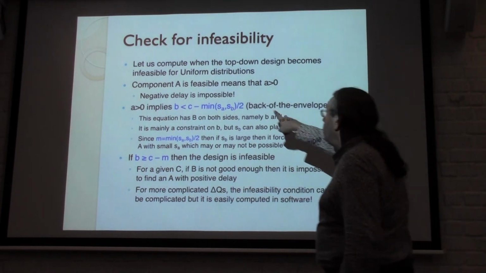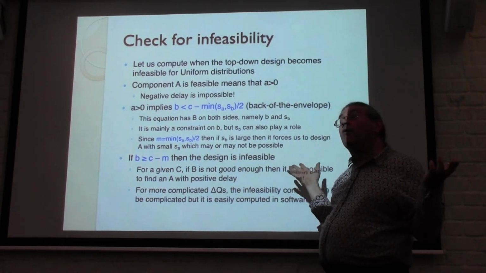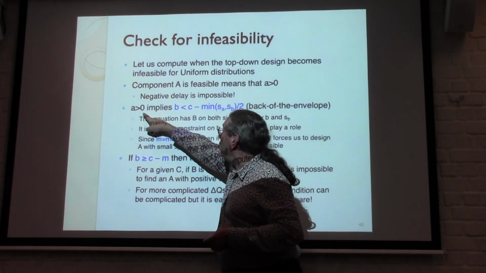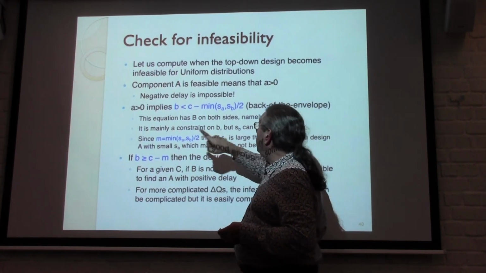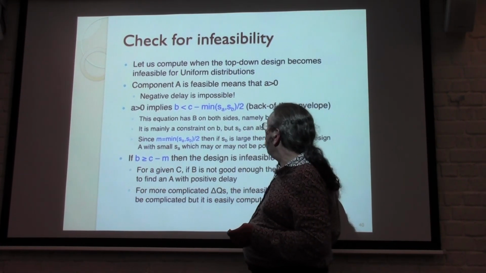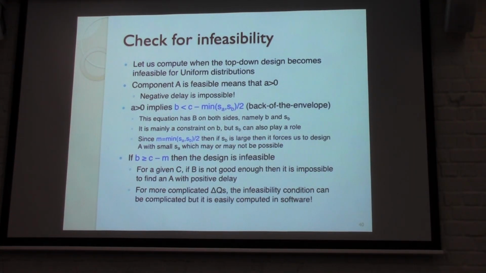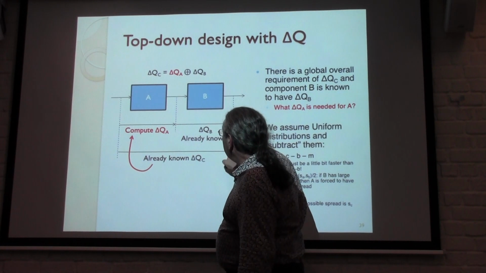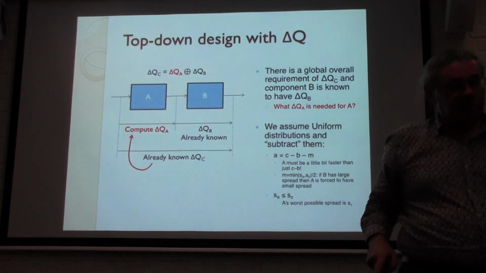So the component A is feasible, means we can actually do it. That means the little a has to be bigger than 0. Negative delay is impossible. If we do the computation, A greater than 0, that implies that there's a condition between B and C, back of the envelope. B has to be less than C minus this little number. Okay? So if B is too bad, then it's impossible to fix. If B is not doing very well, then there's no way we can put an A in there to make the whole thing work. Okay?